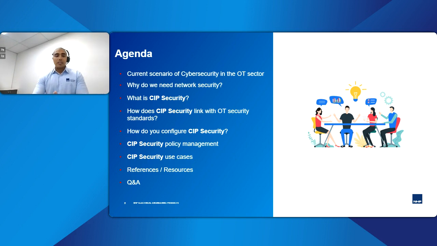Then we are going to discuss how do you configure your CIP security, then CIP security policy management, CIP security use cases. We are going to navigate through real use cases that you can see with some architectures. It's good to know, from the automation architecture, how you can plan through this CIP security. And then we are going to give you some references and resources, and then we are going to answer all the questions that you have written there in the box. Let's start.